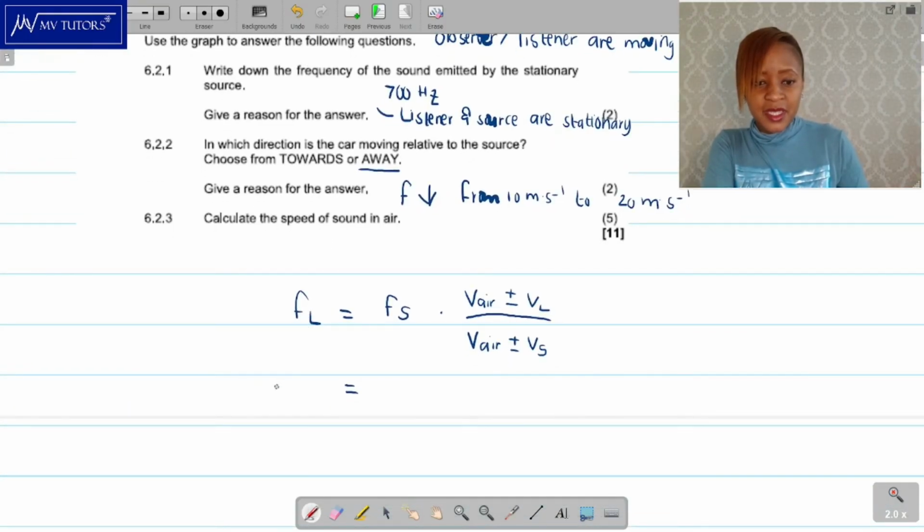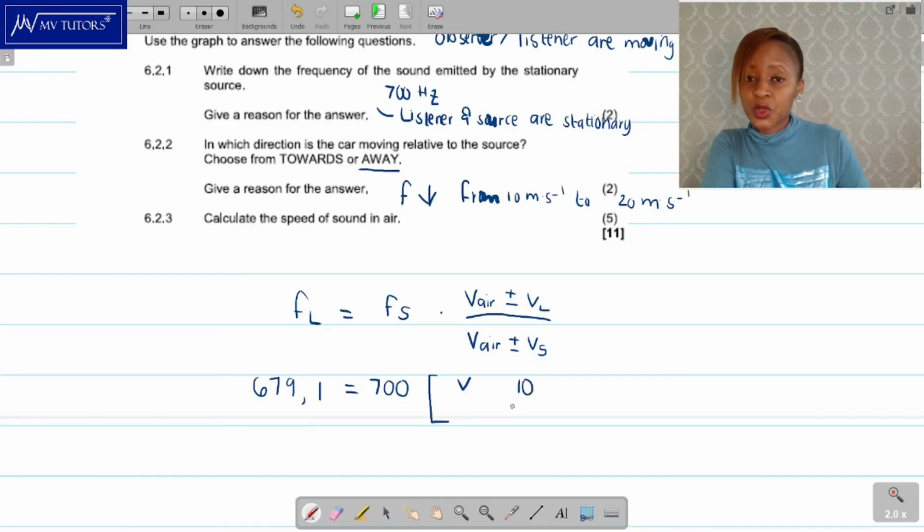So 679.1, that is what the learner heard. Okay, so 679.1, and the frequency of the source, well, we did establish that it is 700, right? And then I'm just gonna put brackets here. This is what we are looking for. Okay, and the speed of the listener, I chose 10.